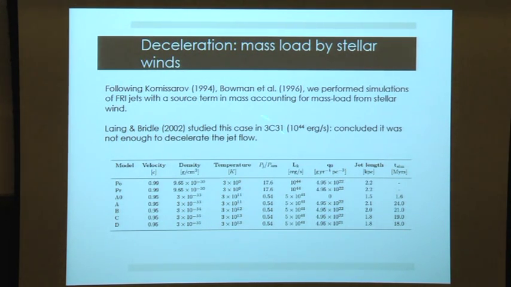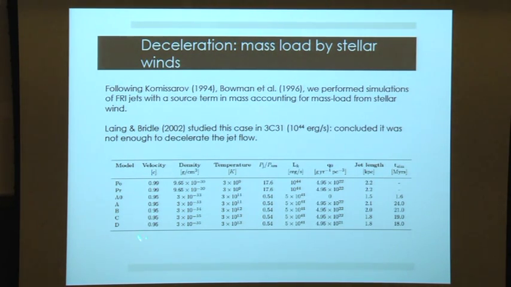So this scenario had been studied in the case of 3C31. This number, I will recall it later, about 10 to the 44 ergs per second, is not enough to decelerate this jet in particular. So in 3C31 you need something else, like entrainment from outside. But so we thought, let's take into account less powerful jets.